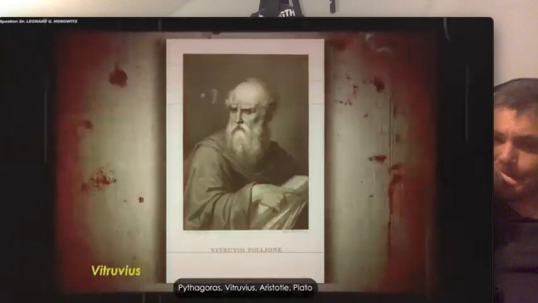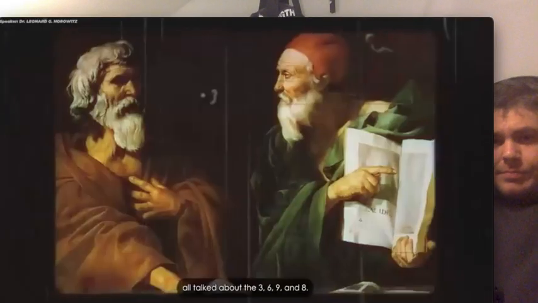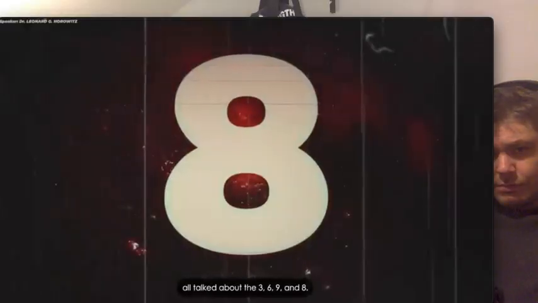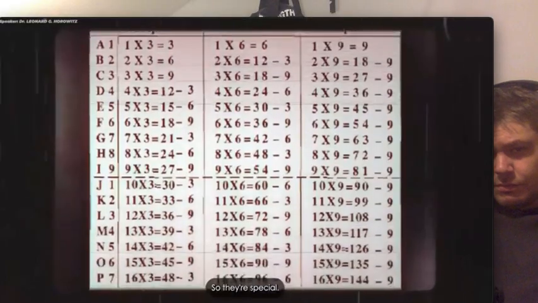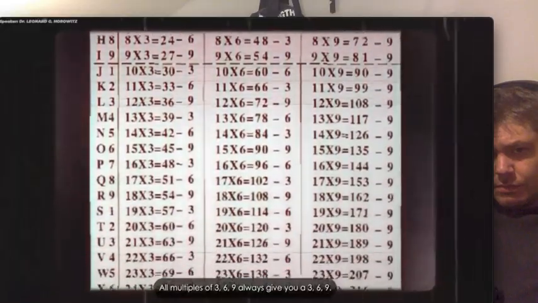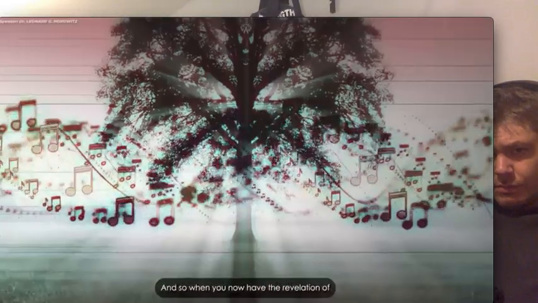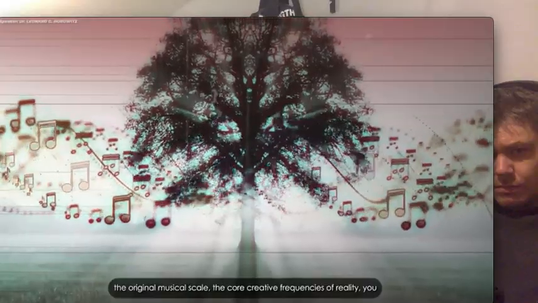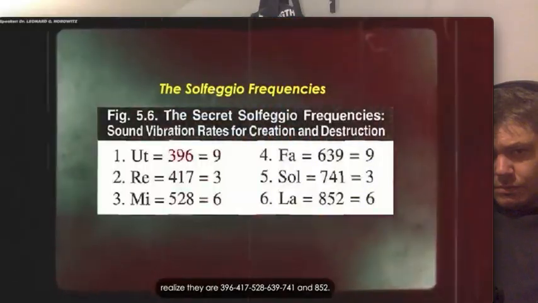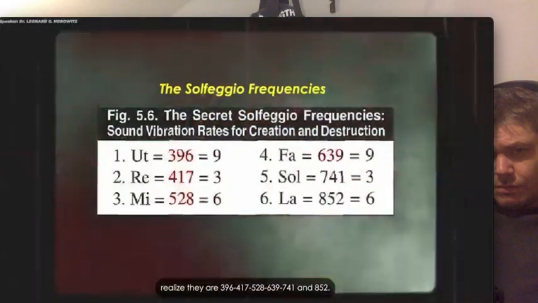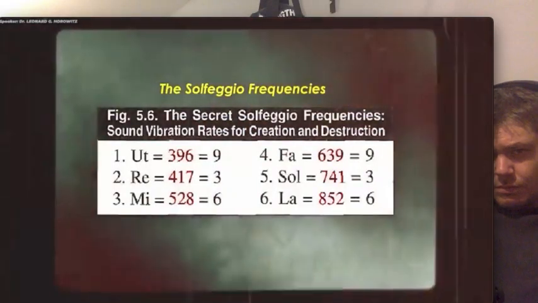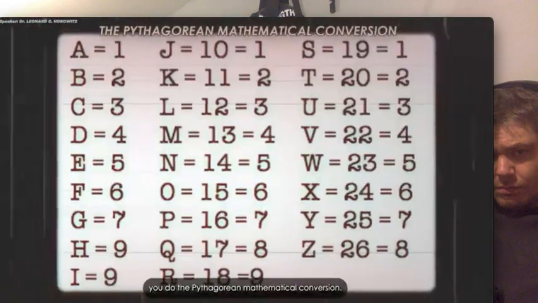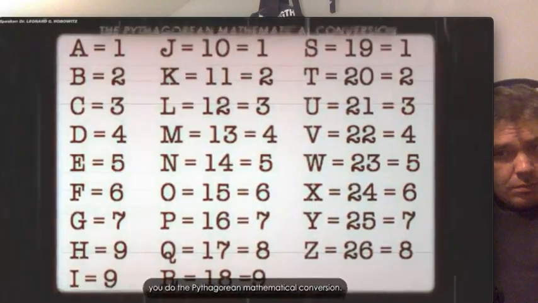Pythagoras, Vitruvius, Aristotle, Plato, all talked about the 3s, 6s, 9s, and the 8s. So they're special. All multiples of 3, 6, 9 always give you 3, 6, and 9. And so when you now have the revelation of the original musical scale, the core creative frequencies of reality, you realize they are 396, 417, 528, 639, 741, and 852. That is all 3s, 6s, and 9s when you do the Pythagorean mathematical conversion.